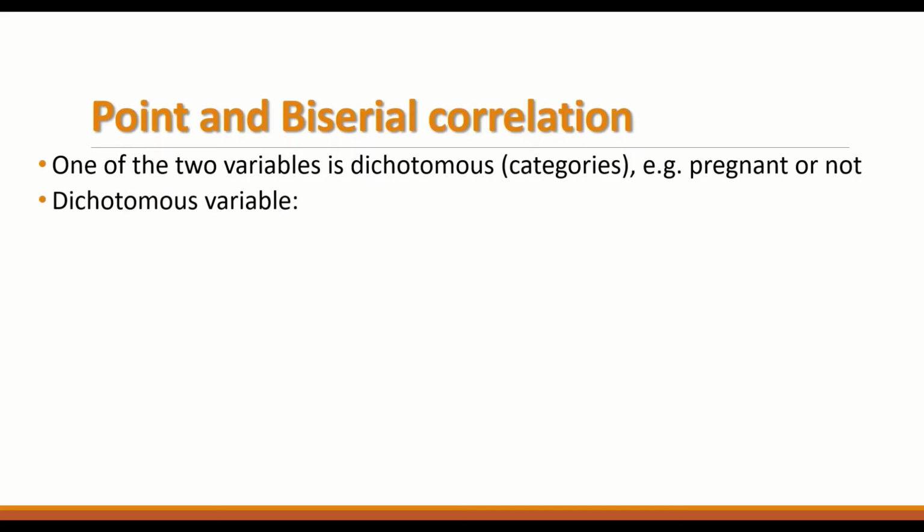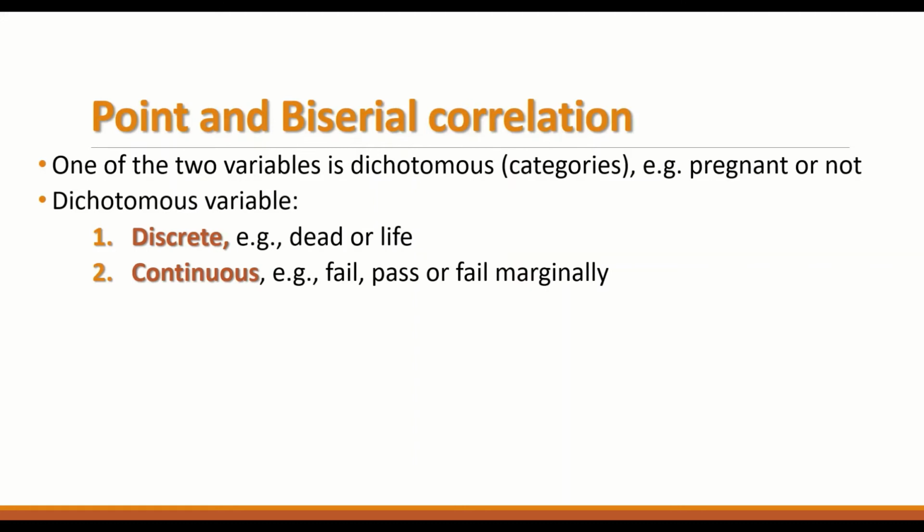A dichotomous variable can be discrete or continuous. A discrete dichotomous variable is such as dead or alive, pregnant or not, yes or no. A continuous dichotomous variable is such as fail, pass, or fail marginally. So there is underlying continuity. So that's why it is called continuous dichotomous.